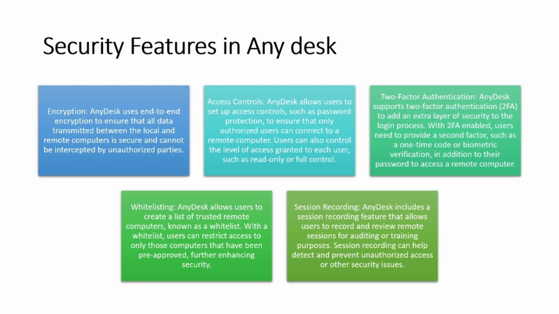Encryption we have already known. When two persons communicate with each other, the communicated data is not allowed to be accessed by an unauthorized party. That is encryption. Here, AnyDesk provides end-to-end encryption to ensure that all data transmitted between the local and remote computers is secure and cannot be intercepted by an unauthorized party. Another thing is access controls, which means AnyDesk is a desktop version software.